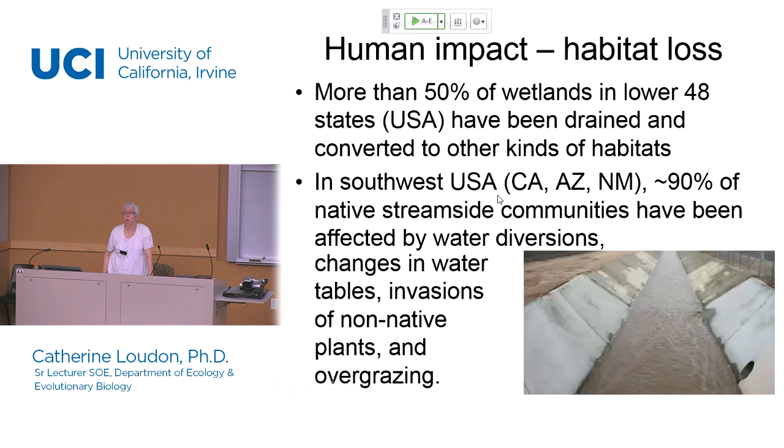And in our particular corner of the United States, here in the Southwest, where of course water is a huge issue, water availability is a huge issue. It's estimated that over 90% of the native streamside communities have been affected by water diversions, changes in the water tables, invasions of non-native plants, and overgrazing.